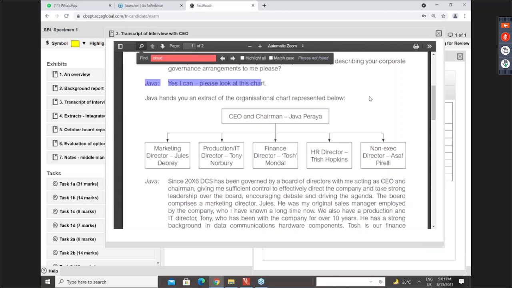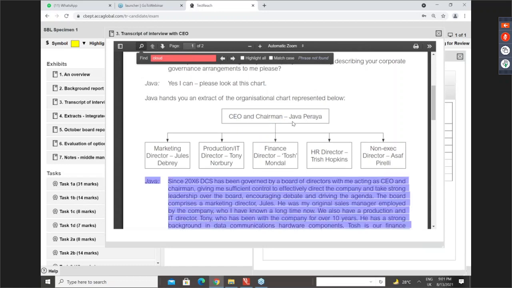This is a question similar to the one we did yesterday. So the CEO and chairman is Java himself. There's a marketing director, a production and IT director, a finance director, an HR director, and a non-executive director. I can see straight away two weaknesses here. I haven't read anything else, but just from the diagram, I can see two weaknesses. Are you able to spot them?